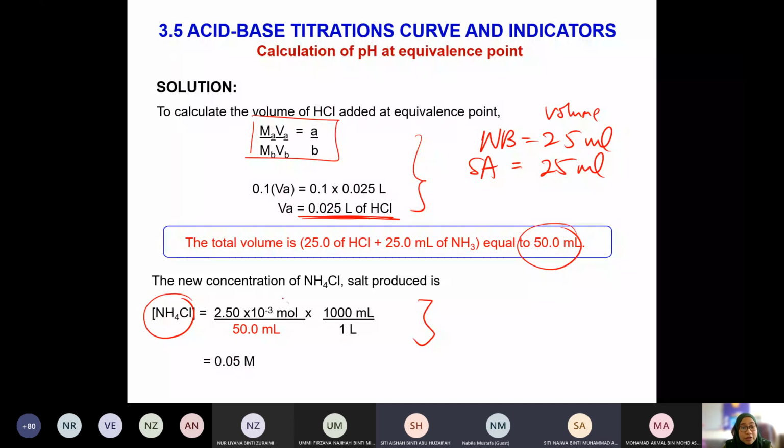So you dah ada mole just now, right? You have the mole already, right? So you have to divide with the volume. So the total volume of the HCl and the weak base is 50. Okay, so make sure you convert into liter. So this is the molarity of the salt. Dah ada ini, bolehlah teruskan hidup macam biasa yang kita buat salt hydrolysis sebelum ini.